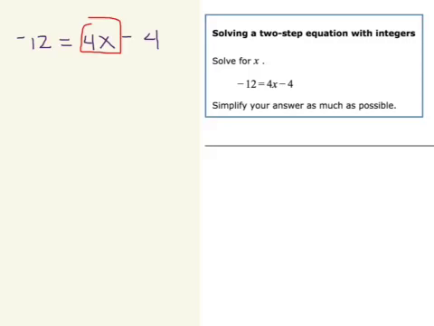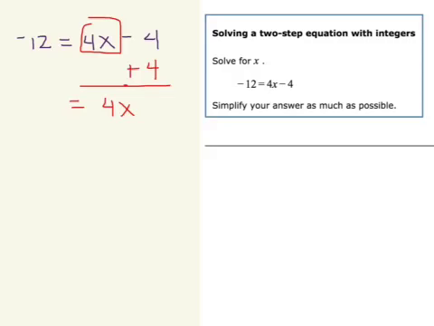Right now we have this 4 which is being taken away from the 4x. So to get the 4x by itself, we are going to apply the opposite operation. And the opposite of minus 4 is to add 4. And that leaves us with 4x on the right side of the equal sign.